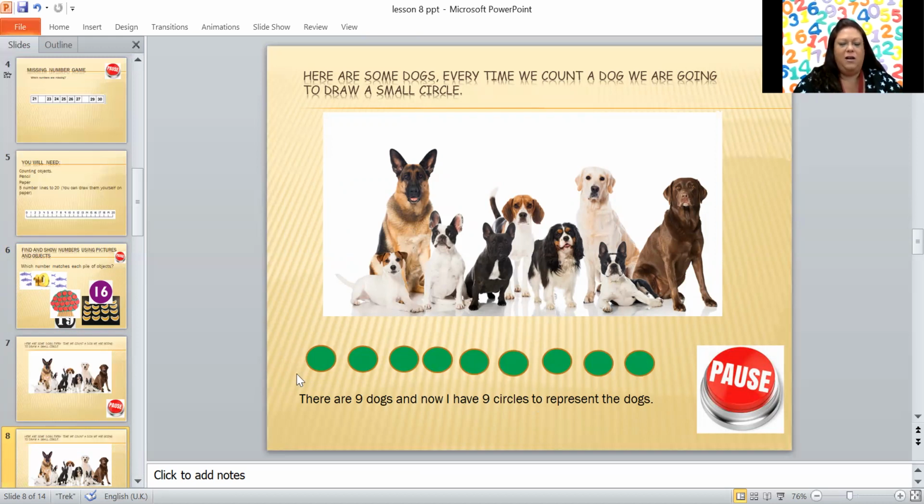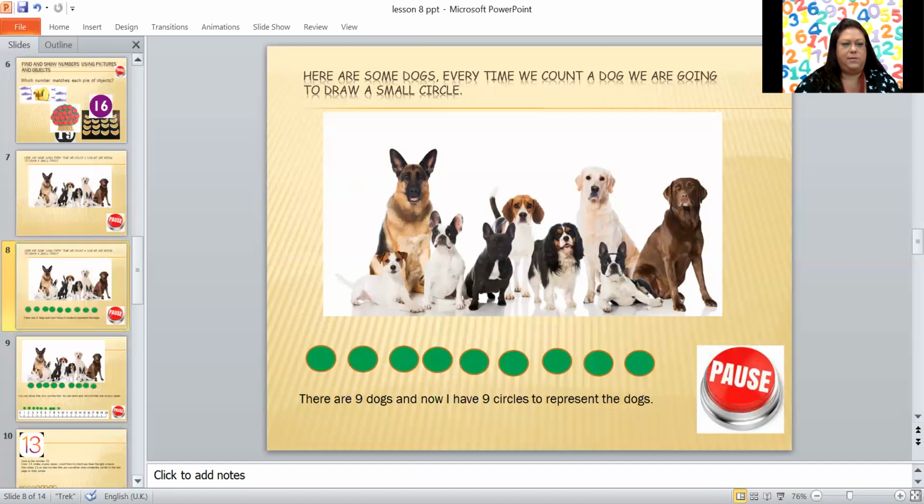Now, I like to put them all in a nice and neat line to keep them nice and contained and easy to count. Let's move on and see what we're going to do with this.